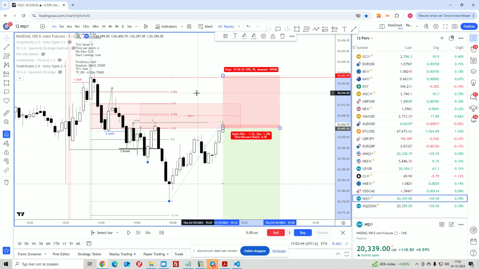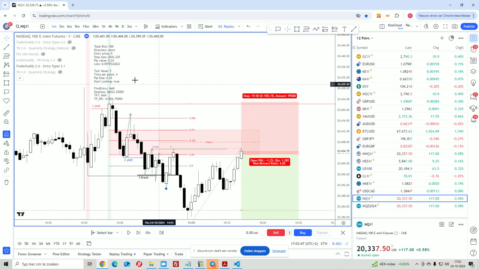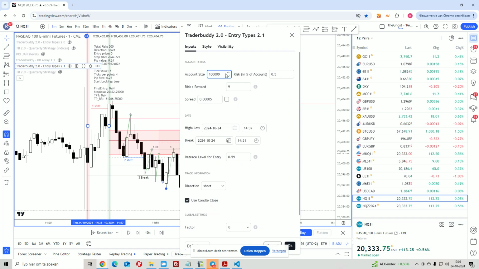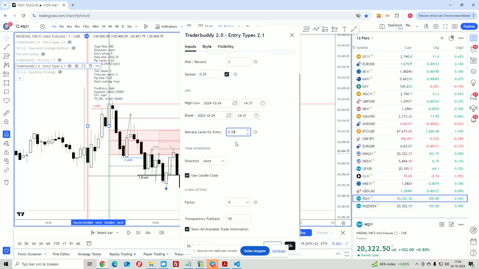But there should be some information about ticks per point, pip value, number of lots. Okay, and here you give your account and your risk. Reward, this is 9, which is a bit absurd. 3. Spread, if you want to use the spread or not, you use this one. We do our retrace level to the 59. You can fill out anything you want here, but I would suggest keep it on the 59. We were going for a short.